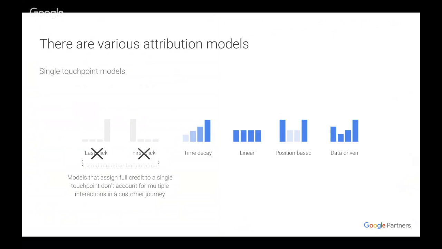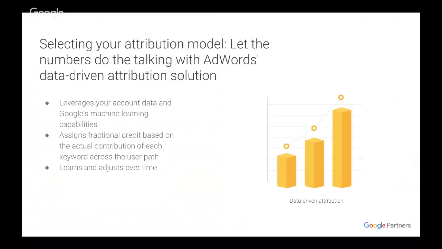Therefore, we suggest that we use the other ones. In fact, definitely we want you to go and try, if available, the data-driven attribution solution. The data-driven model leverages your account data, as well as Google's machine learning capabilities to determine which user touchpoint is most influential, which of them are playing in this game, which are giving you value. Once it does that, it allocates credit based on the actual contribution of each keyword across the user path.